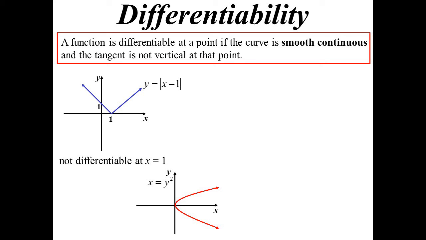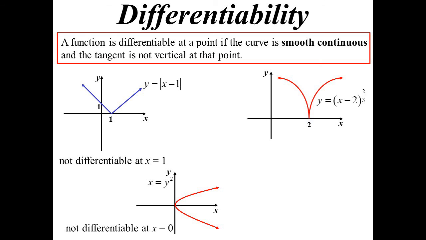Parabola on its side, so x equals 0, again, can't do it. To the right-hand side of it, you could. Anyone know what that's called? So that's a cusp. But again, at x equals 2 there, you got a sharp point that it comes down at. So no good, you couldn't differentiate at that particular point.